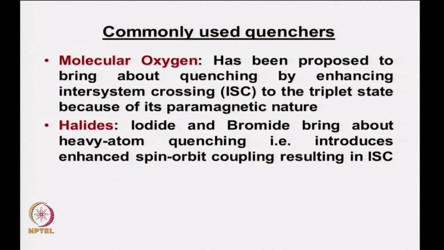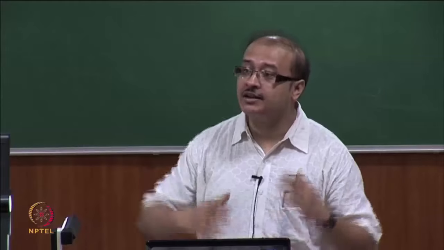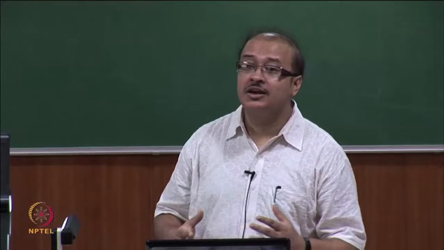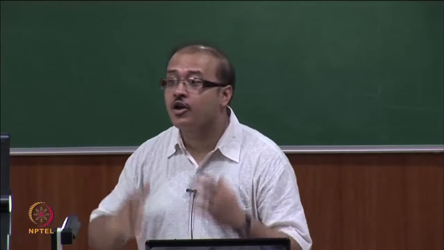Another class of quencher molecules, halides, iodide and bromide, bring about heavy ion quenching. This we have talked about before, with regards to spin orbit coupling. That is, these heavy halides or heavy atoms introduce enhanced spin orbit coupling resulting in intersystem crossing. This is also something we have discussed before. This is not new to you, it is just that now we are discussing it in the realm of fluorescence quenching.